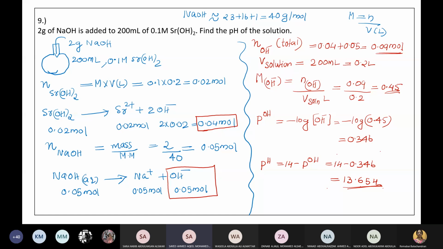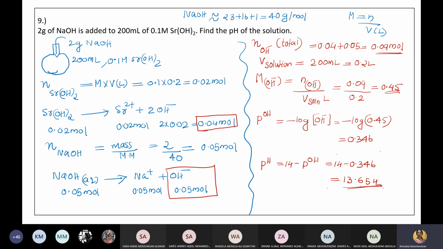0.05 over 0.2 will be 0.25. Okay, fine. 0.25 is the molarity of NaOH. Then I have the Sr(OH)2. It will have a molarity of 0.1 multiplied by 2. Molarity is given as 0.2. So it will be 0.2.